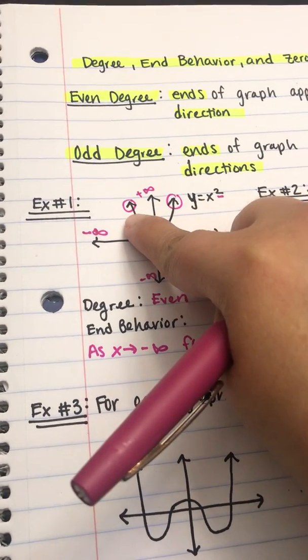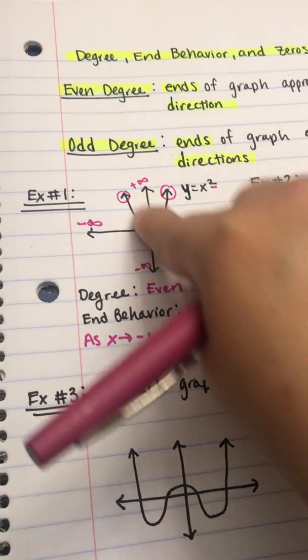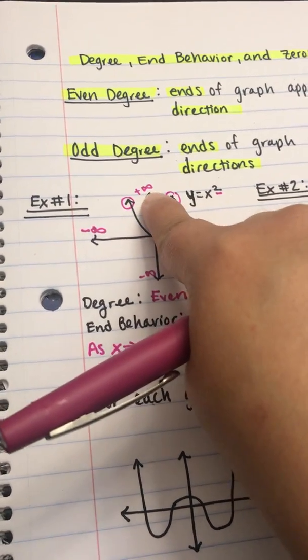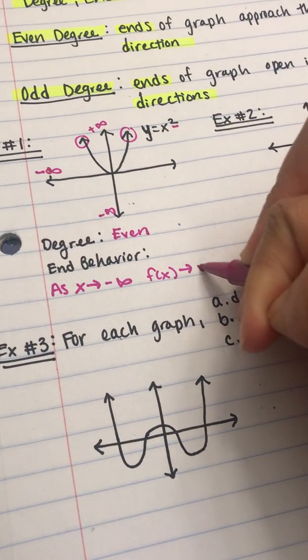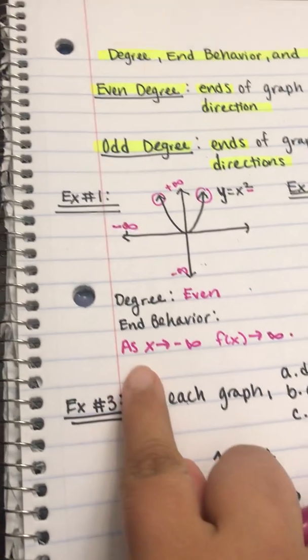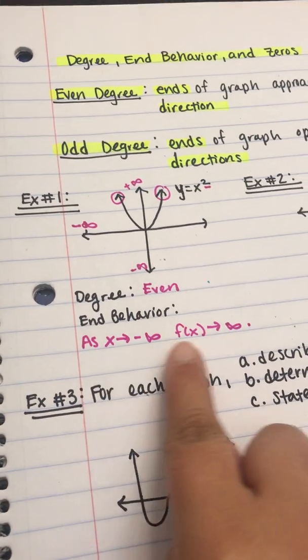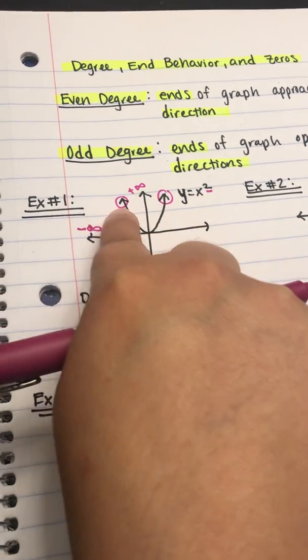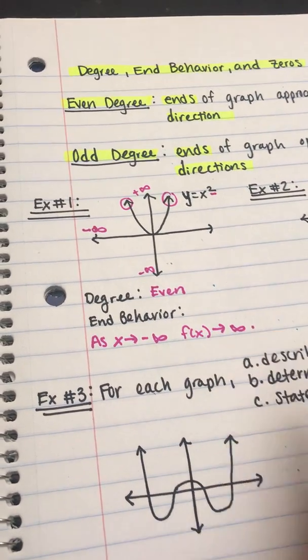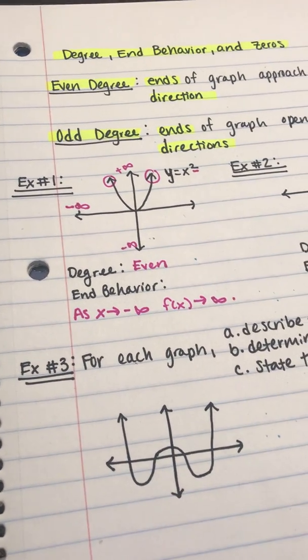So since the left side is going up, our y's are going towards positive infinity. So here, when I'm saying x approaches negative infinity, I'm talking about the left side. And then since on the left side, our graph's going up, our f of x is approaching positive infinity.